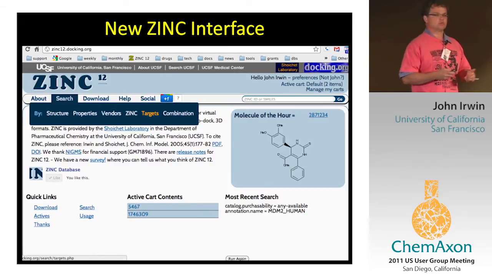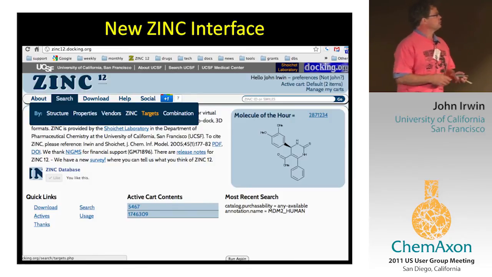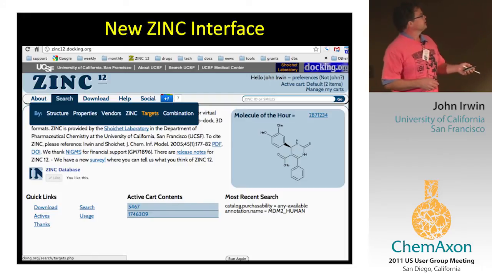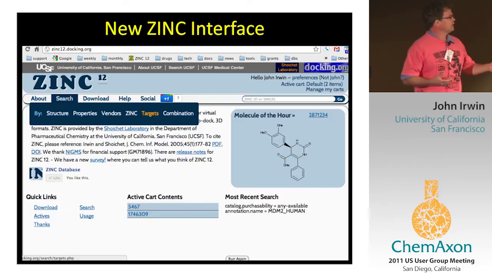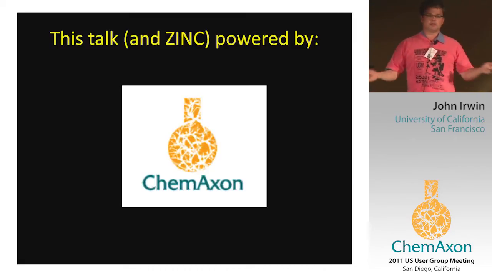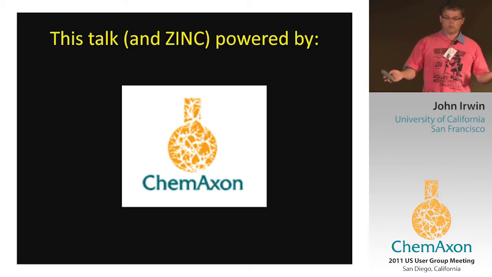It's stable. It's widely used, widely cited, and we've recently made a new interface that's got this sort of very cool, for us, multi-level menu system. So you've got a first-level menu and then a second-level menu, so you can search by structure, properties, vendors, all the things you're kind of used to expecting to be able to do, and a download button and so on.